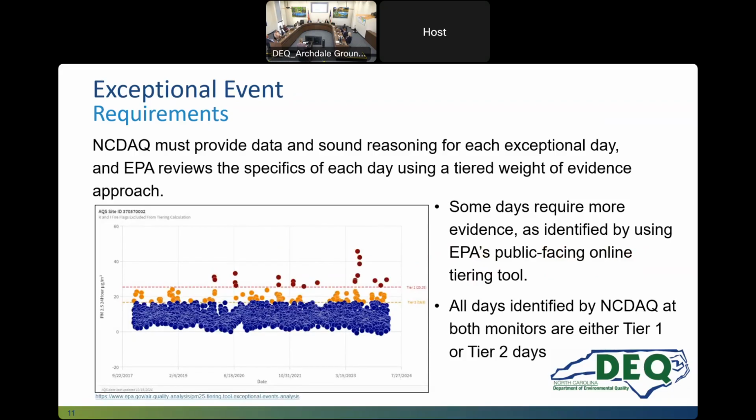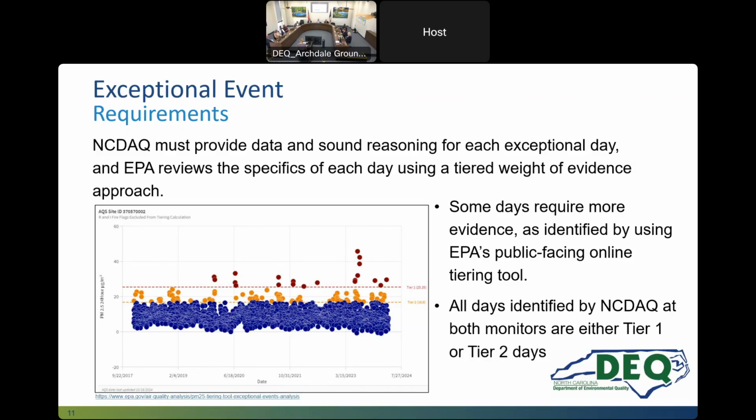For each event, DAQ is required to provide data and sound reasoning for each exceptional day, and the EPA would review the specifics of each day using a tiered weight of evidence approach. The tiering thresholds are unique to each monitor and each month because they're based on a statistical analysis of the past 5 years of data, so 2018 through 2023.